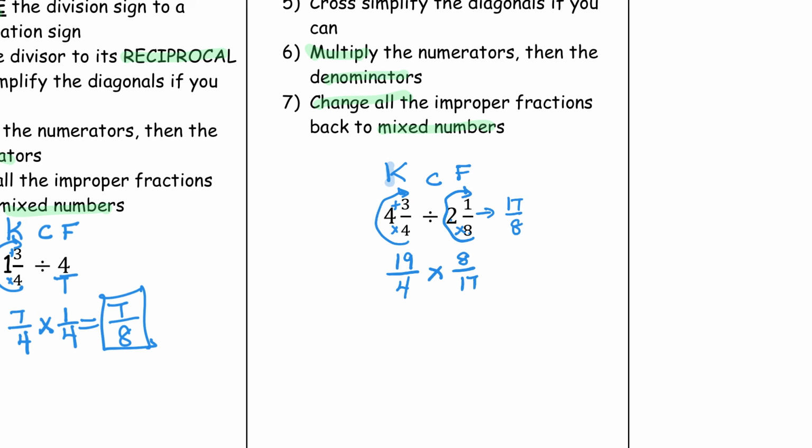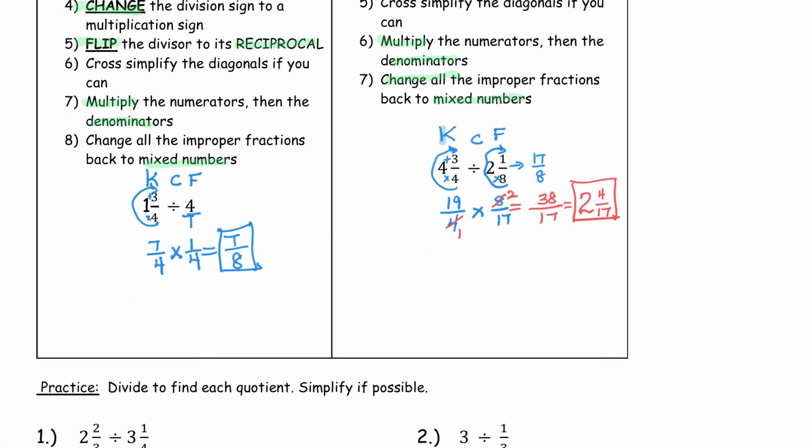So I see that I can cross simplify. Not a lot of cross simplifying in these examples. What is the common factor of 4 and 8? It's 4. So 4 divided by 4 is 1. 8 divided by 4 is 2. I multiply across the numerators. 19 times 2 is 38. 1 times 17 is 17. And I go ahead and I do the division. 38 divided by 17 gets me a final answer of 2 and 4 over 17. Hopefully you got that. Okay, lastly, you have 2 problems at the bottom.